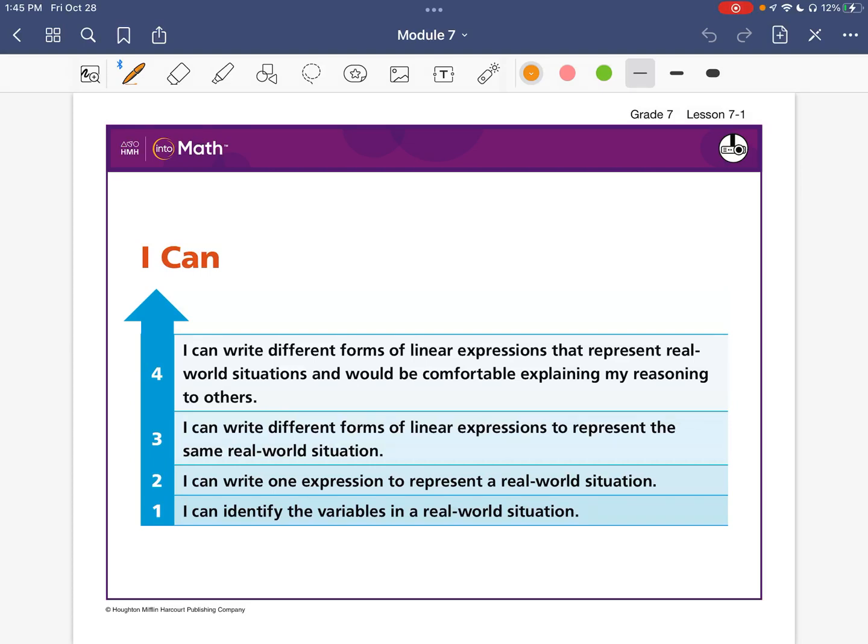Here is grade 7, module 7, lesson 1. I can write different forms of linear expressions to represent the same real-world situation.